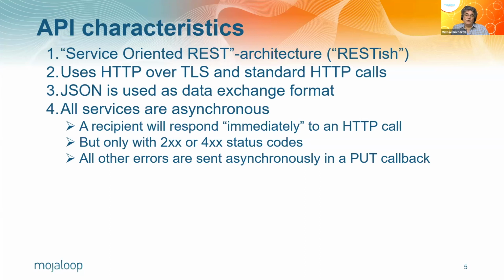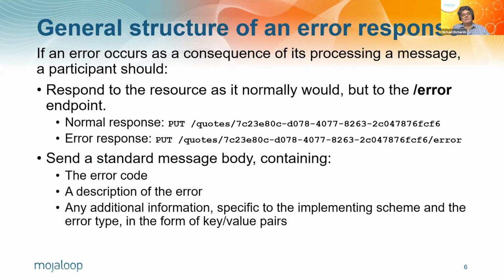So the switch or the participant will generate a new message saying there is an error and this is what it is. And this works in the following way. The responder will answer to the originating resource as it normally would, but to a slightly different endpoint. As you can see there, the normal response is a put to the quotes resource with an identifier associated with it. The error response is also a put to the quotes resource, but to the error endpoint, which you can see at the end of that call.